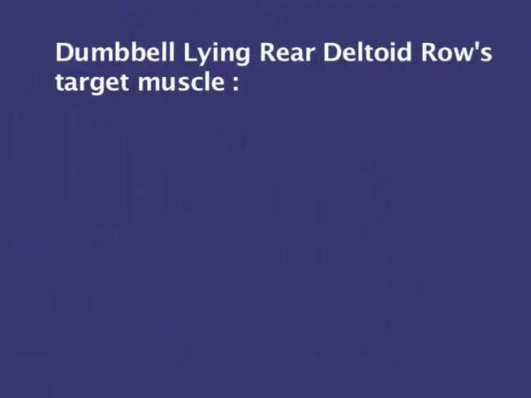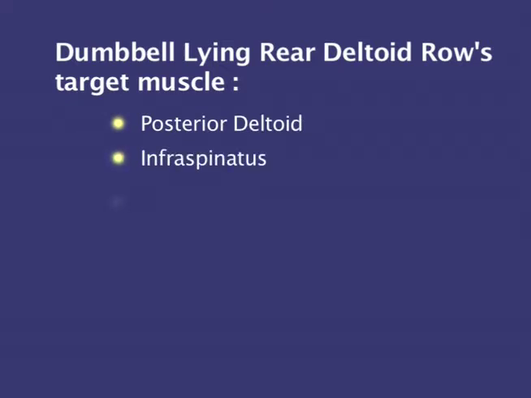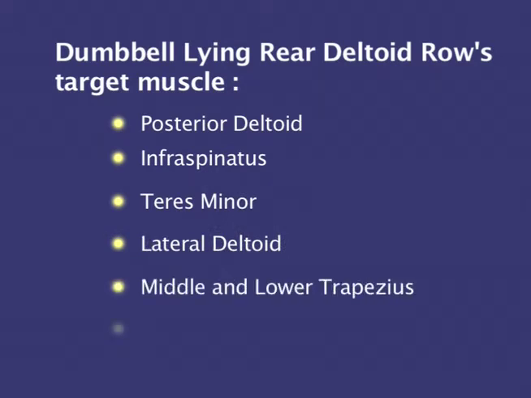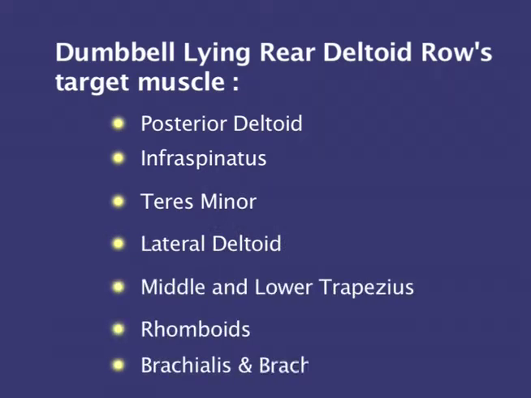The target muscle here is the posterior deltoid. The infraspinatus, teres minor, lateral deltoid, middle and lower trapezius, rhomboids, brachialis and brachioradialis are the muscles which act as synergists, and these muscles also act along with the posterior deltoid.